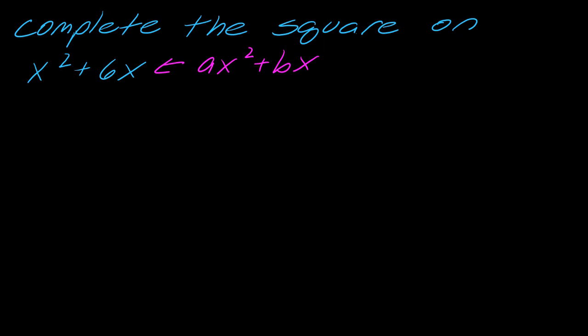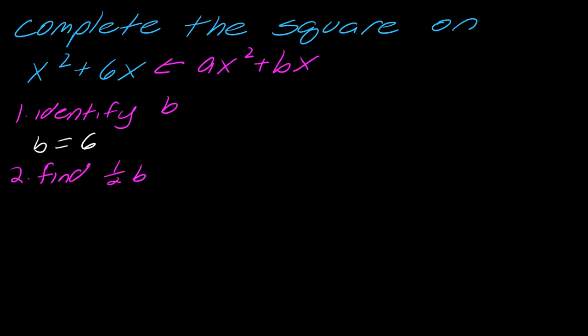So that's step 1. In this case, my b equals 6. That's always your first step. Identify what your b is. The next step is to take half of b. So in this case, 1/2 of b, what is 1/2 of 6? So that's equal to 3.